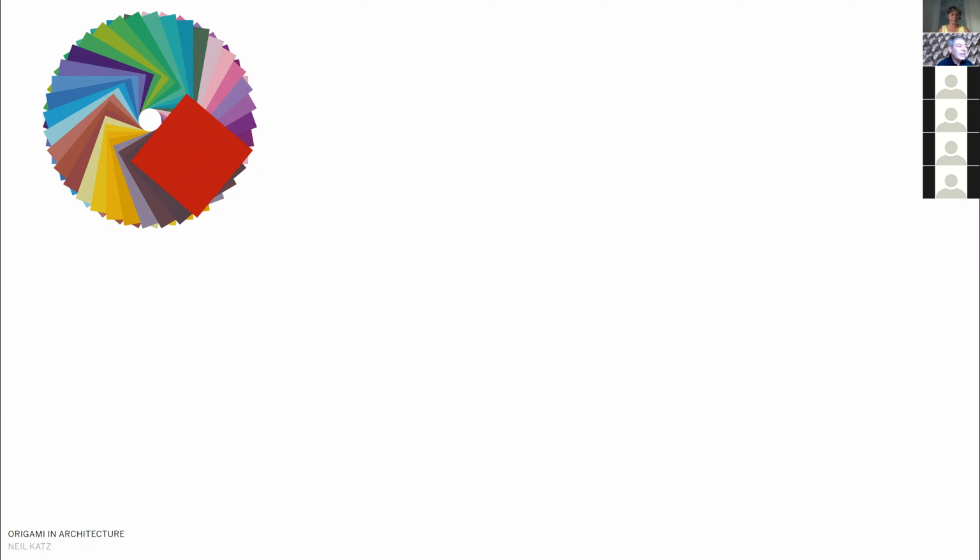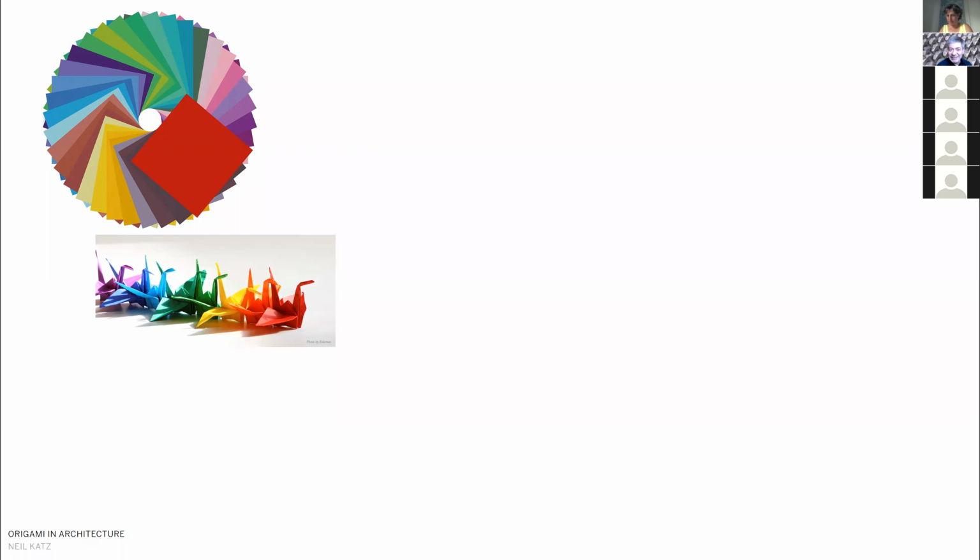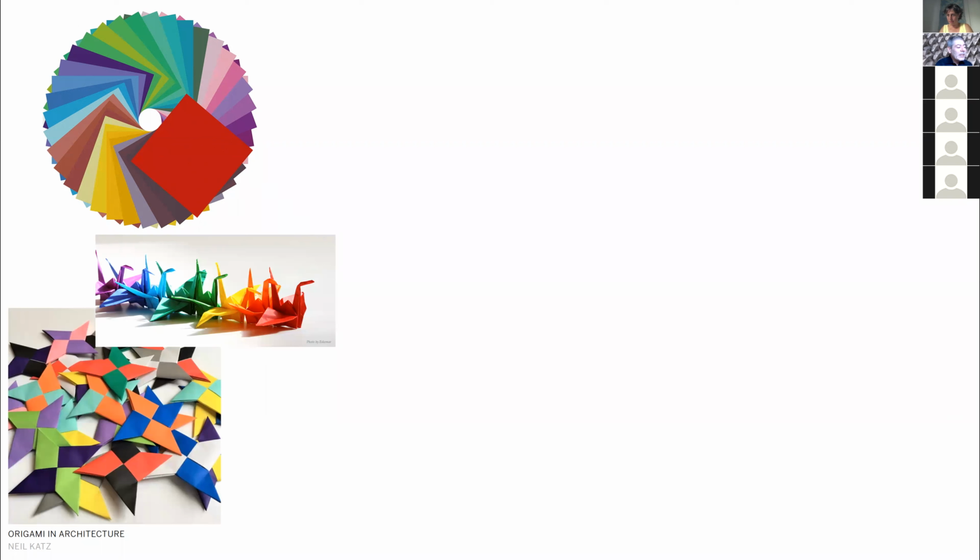You can easily get origami paper. It usually comes in these little squares, 6 inches, 12 inches, and you can create these cranes. And there are instructions on the internet. You can buy a book. There's also a subfield of origami called modular origami. And in addition to these creatures, birds and insects, you can also create these geometric forms.